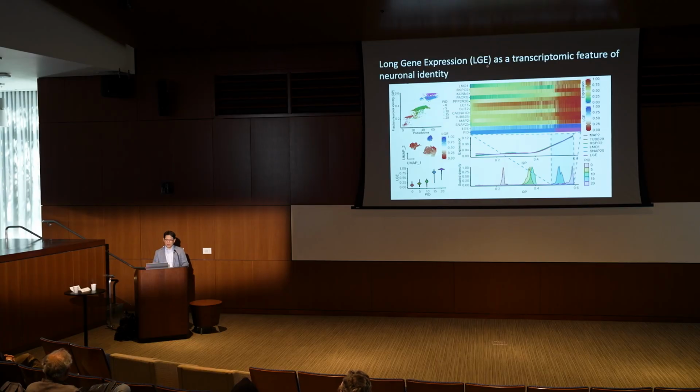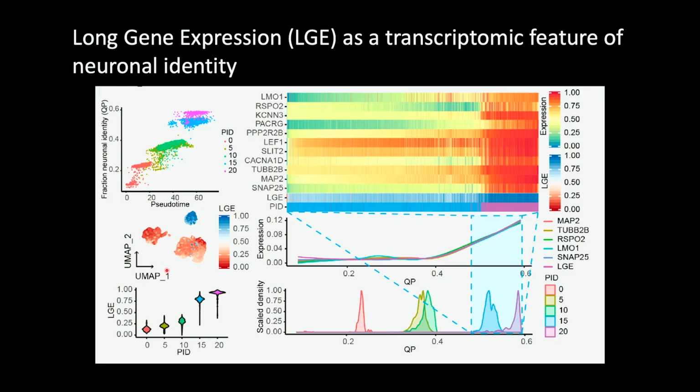If you measure the expression of these genes that tend to be long, only in neurons is there accumulation of long gene expression. This is also reflected by the cells undergoing neuronal reprogramming around this time point, which is the end point of neuronal reprogramming, and that's the time point we start seeing the expression of long genes, along with the other neuronal markers.